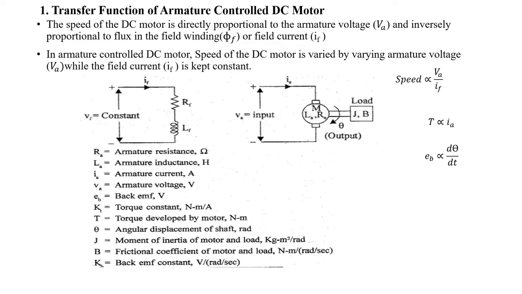Now we are going to derive the transfer function of the armature controlled DC motor. What is the function of a motor? It converts electrical energy into mechanical energy. So the DC motor will take the DC supply as an input. Here the input will be a DC supply, plus and minus. In the DC motor we have two types: the armature controlled DC motor, and the second type is the field controlled DC motor. First we are going to derive the transfer function of the armature controlled DC motor.